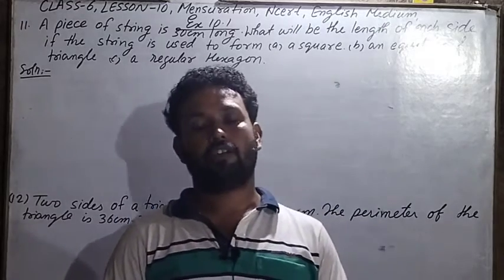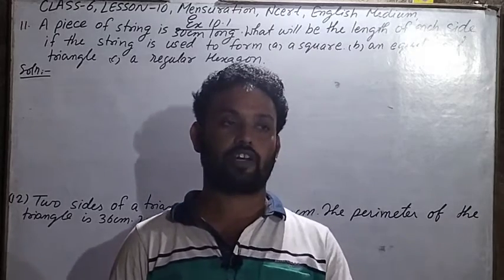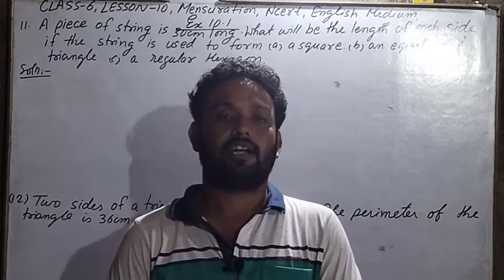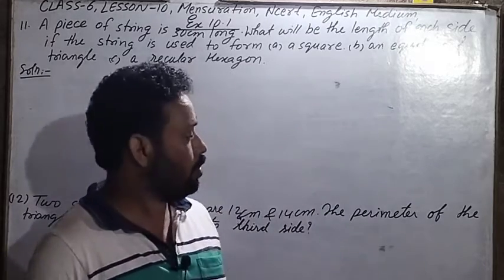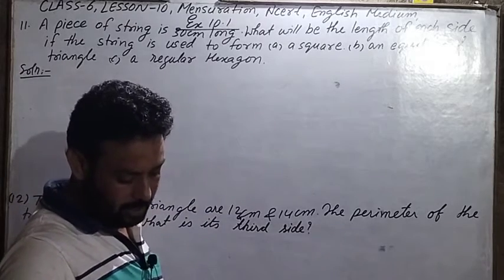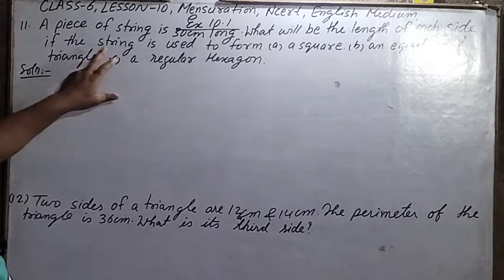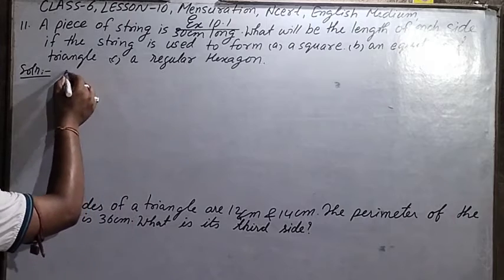Today we will do question number 11 of exercise 10.1 of class 6 NCERT mensuration. In the last video we have done till question number 10. Question number 11 is: a piece of string is 30 centimeter long.